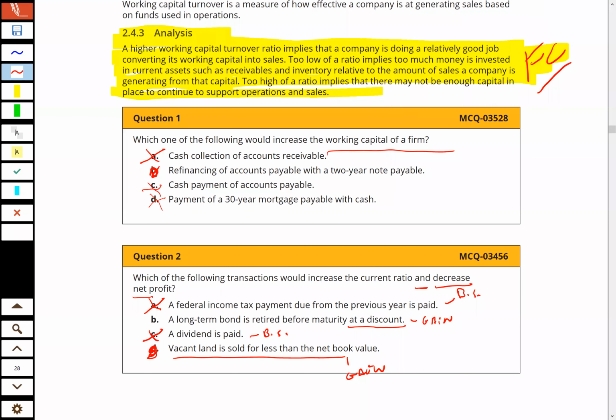It should be a loss, correct, Professor? Vacant land is sold for, I'm sorry, did I say gain? My bad. Vacant land is sold for less than book value. I don't know who said that, but that's correct. That is a loss and has a decrease on net profit. So again, it's a loss, sorry.